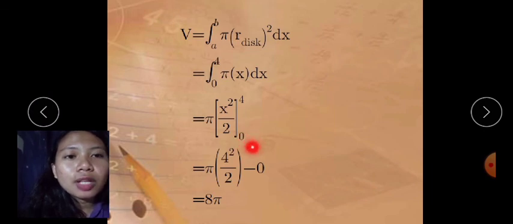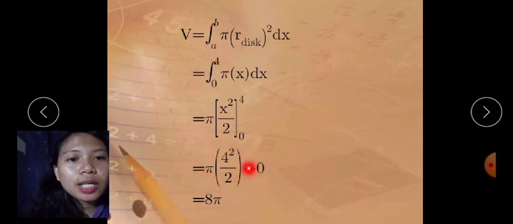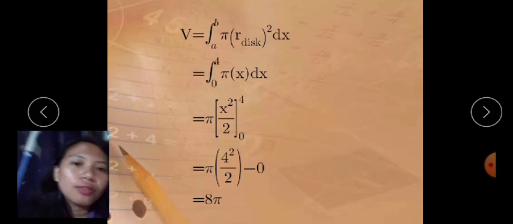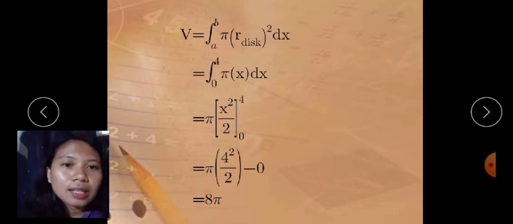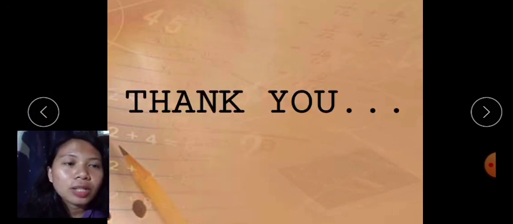on the interval from 0 to 4, and then we evaluate the function on the interval. So we have pi times 4 squared over 2 minus 0. By simplifying, we get 8 pi. So the final answer of our example number 1 is 8 pi. So that's all. Thank you.